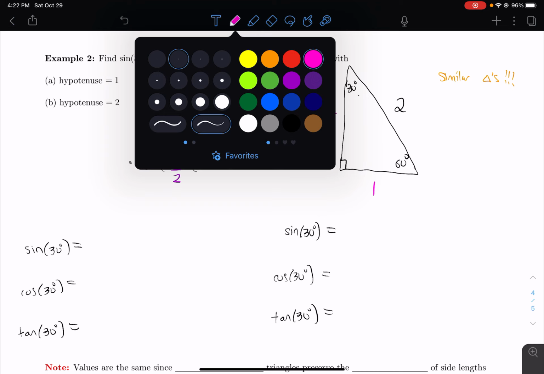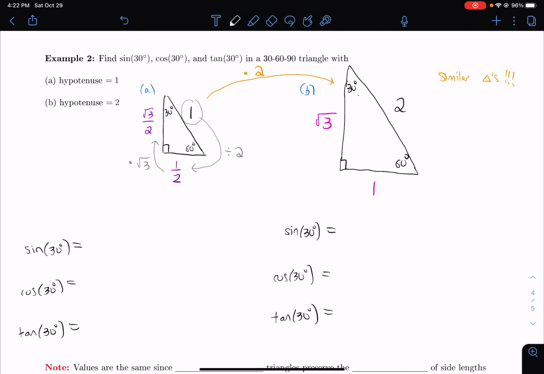I'm ready to start writing down what these trig functions equal. So sine of 30. Remember, sine with SOHCAHTOA is opposite over hypotenuse. And what's the opposite side to 30? Well, it's the 1/2. The 1/2 is opposite, and that gets divided by the hypotenuse, which is 1. And anything divided by 1 is just the anything. So this is just 1/2.